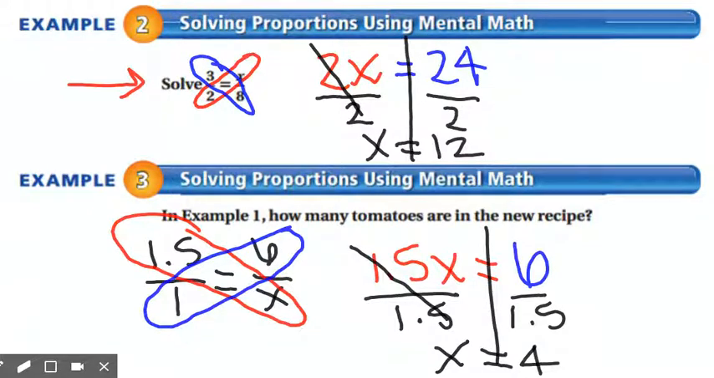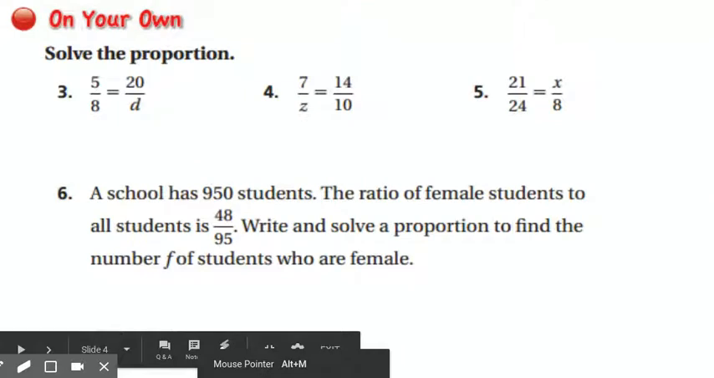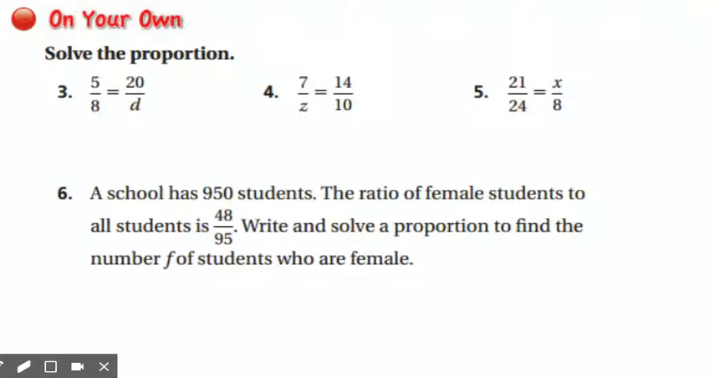All right. You guys have some on your own problems. So you're solving the proportions for 3, 4, and 5. Number 6, you want to write and solve a proportion to find the number of students who are female. And what I want you to do, since this is already on your guided notes, pause the video, work these 4 problems out, and then hit play again and check your answers, because we'll go over all of this, okay?